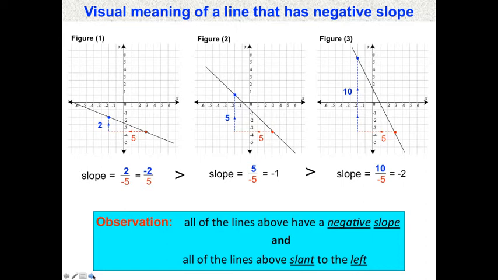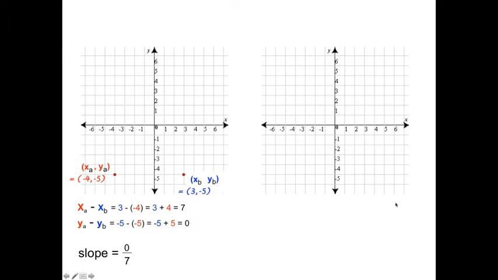So in other words, if the slope is negative, the further away we get from the slope being 0, the steeper the line. And as you can see, all of the lines above have negative slope, and all of the lines slant to the left, which is what we would expect.